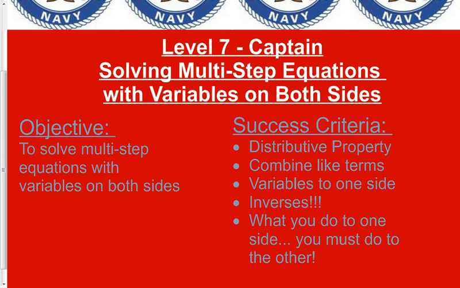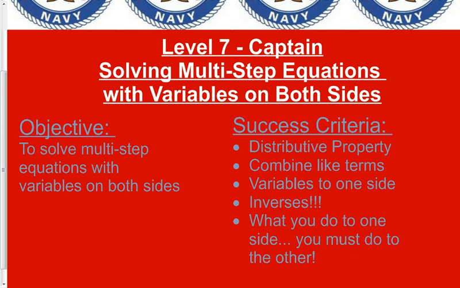And for success criteria, I listed all the things that we have done that you're going to have to apply, pretty much in this order, too. I'm looking for distributive property, combining like terms, get the variables to one side, inverse operations, and remembering what you do to one side, you have to do to the other.